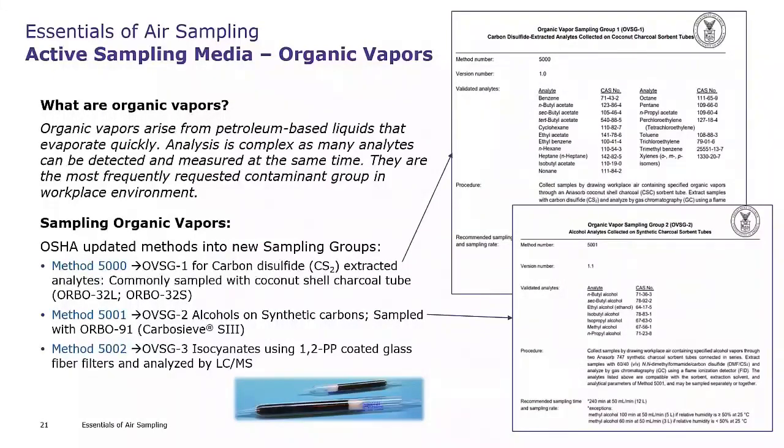Another group now is organic vapors for alcohols, and they are sampled on synthetic carbons. In this case, a carbon molecular sieve. And for method group 3 for organic vapors, OSHA has moved away from their former methods 42 and 47 for isocyanates to now method 5002.